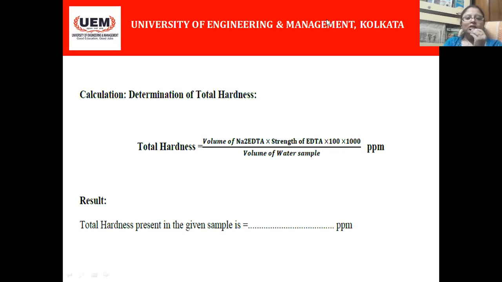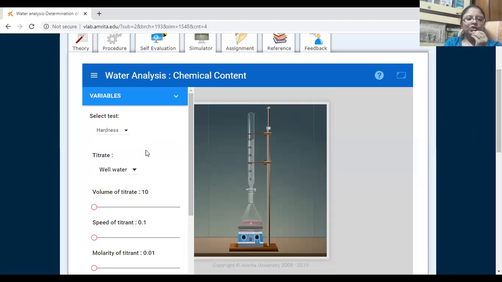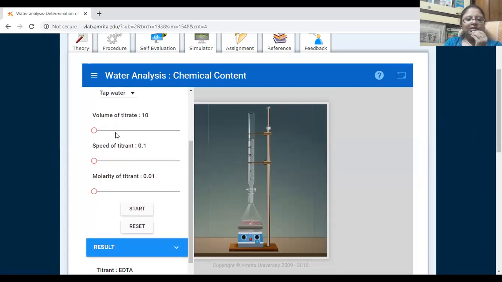So now I'll show you how we are going to do the practical itself. See here, you have to first choose the hardness test. So you are choosing hardness as your test. Then you can take either well water or tap water or sea water. Say we are taking here the tap water. Now the volume of the titrate, that is the water sample volume, is 10 ml. Here we are taking 10 ml. You can change it also.